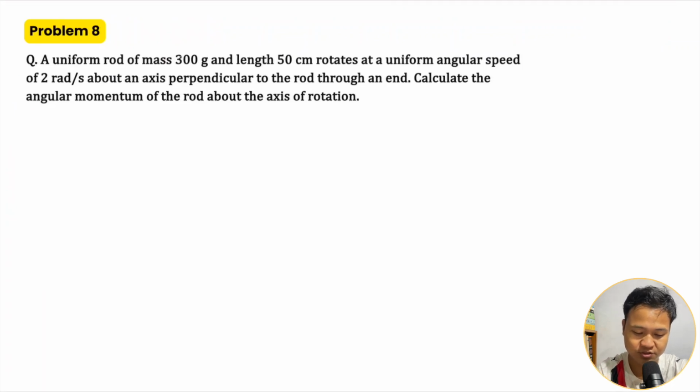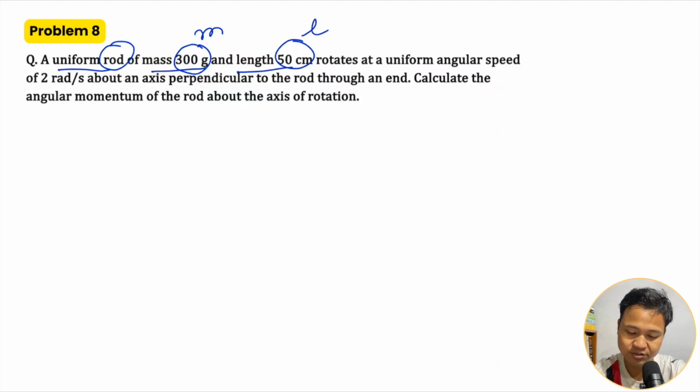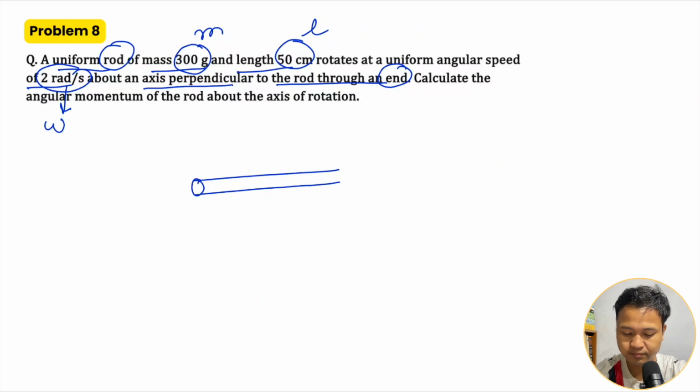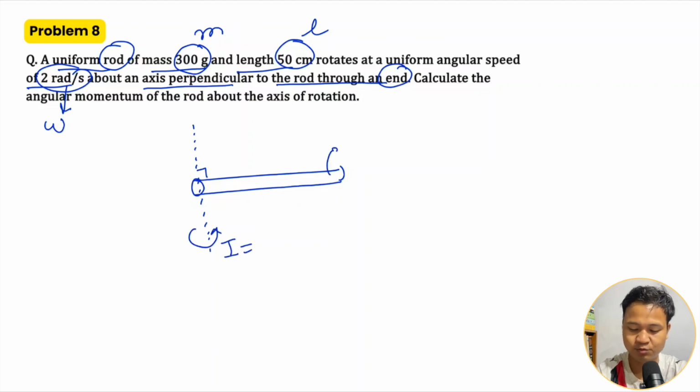So let's solve questions on that. A uniform rod of mass 300 grams and length 50 centimeter has angular speed omega of 2 radian per second about an axis perpendicular to the rod at the end. About this point the moment of inertia is ml square divided by 3.